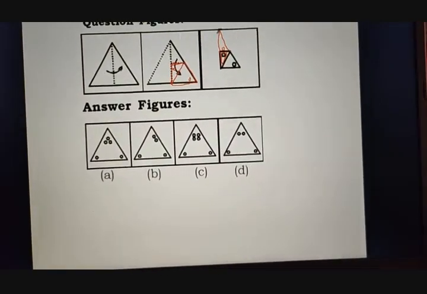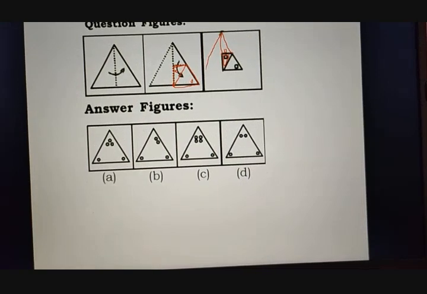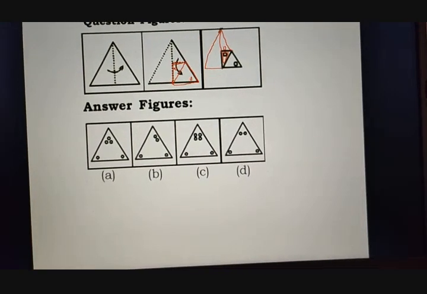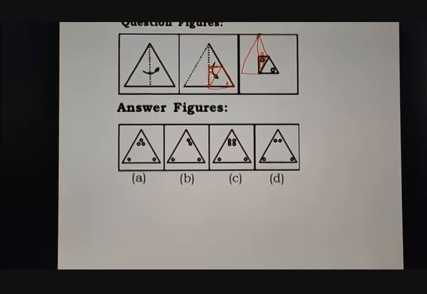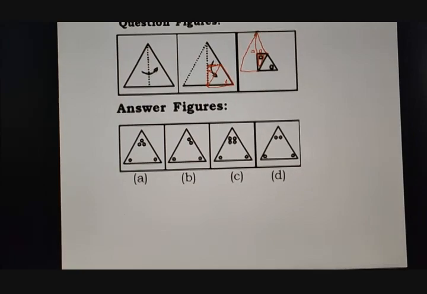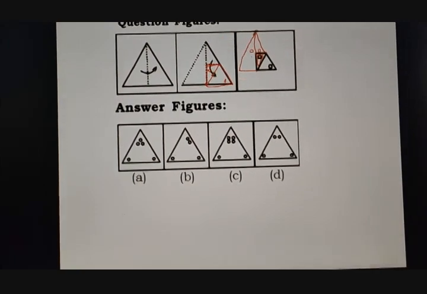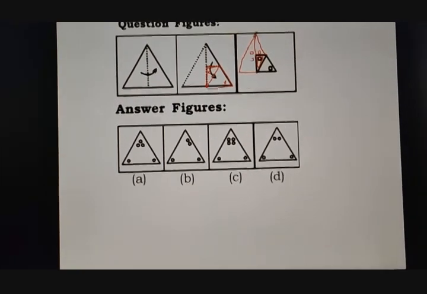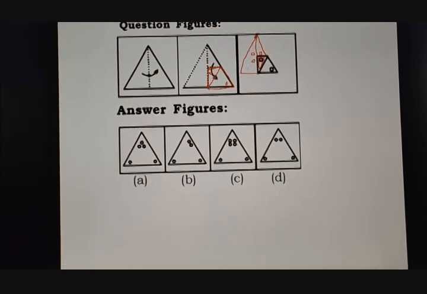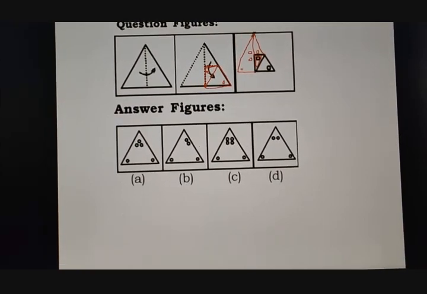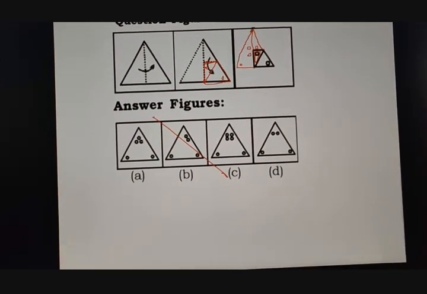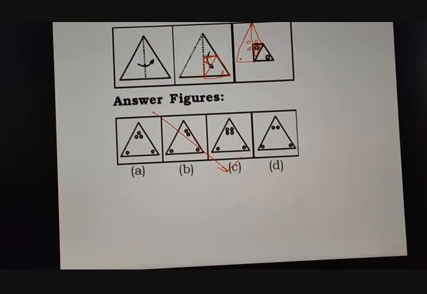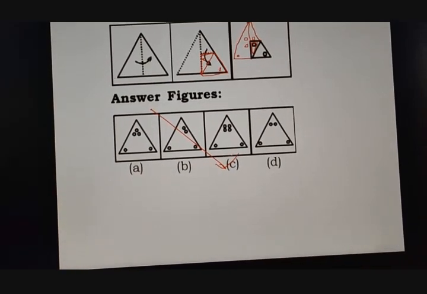When you further open from this side to this side, when you see this one, this hole will go here, and again this hole will go here, and at last this one will go here. So the resultant figure will be our option number C. Resultant will be our option number C.